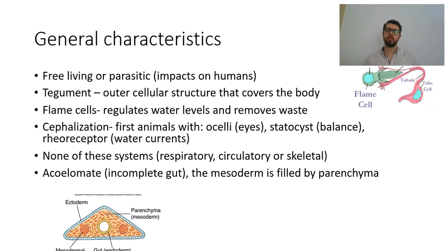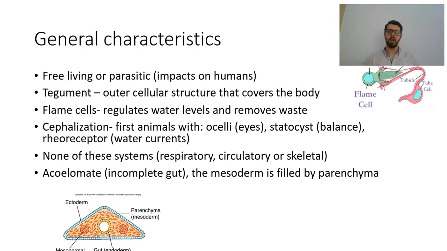None of the following systems are in Platyhelminthes, and these are the respiratory system because they just use gas exchange via the skin. A circulatory system is also not present, and we also don't see a skeletal system. It's worth noting that these are acoelomates, and this means that they have an incomplete gut that's located kind of in the middle area of the entire animal.